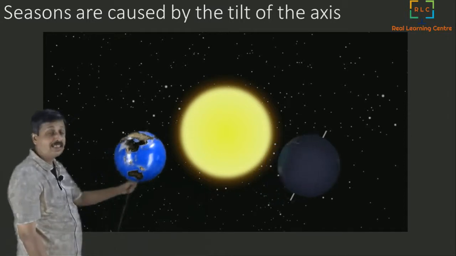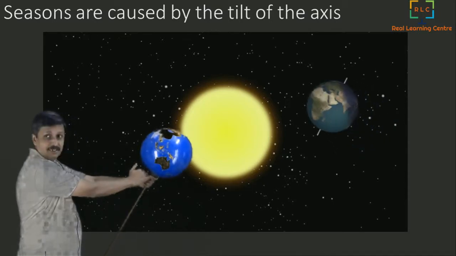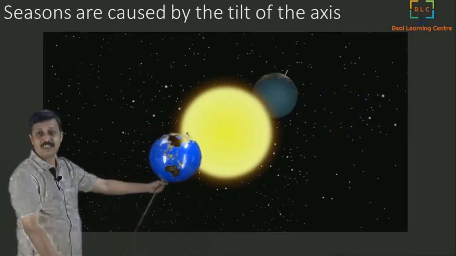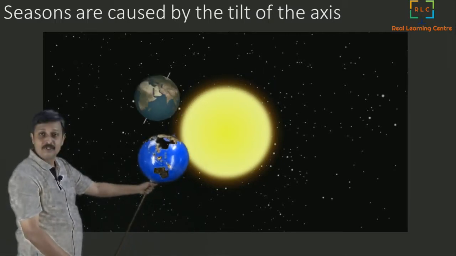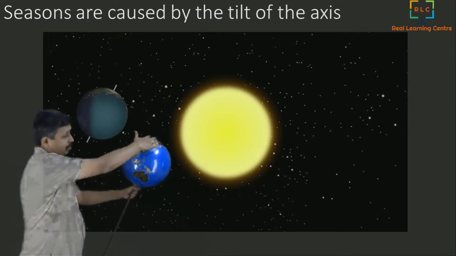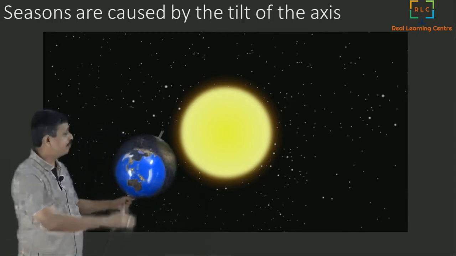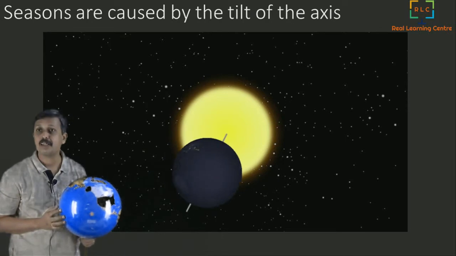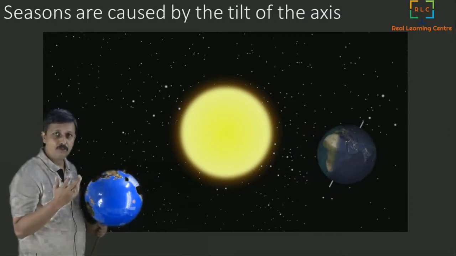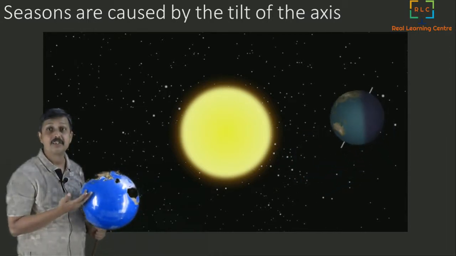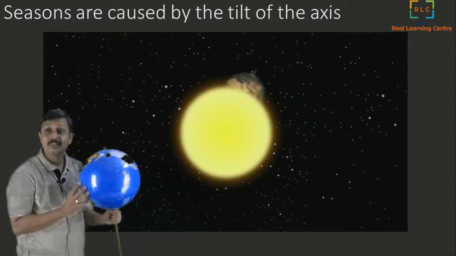Whereas when it is on the other side, the bottom portion, the Southern Hemisphere, is lit up well. So what does it tell us? It tells us that when there is summer in the northern hemisphere, there is winter in the southern hemisphere, and when there is winter in the northern hemisphere, there is summer in the southern hemisphere. In fact, this is true. If you go to Australia, it will be winter there when we have summer in the northern hemisphere. So this is the correct explanation. This tilt causes the seasons.